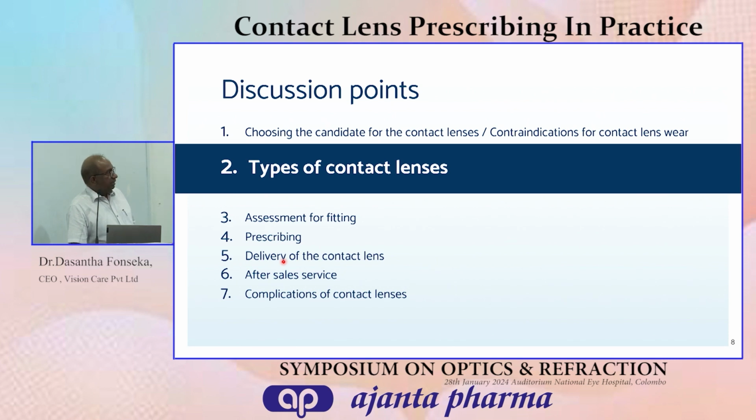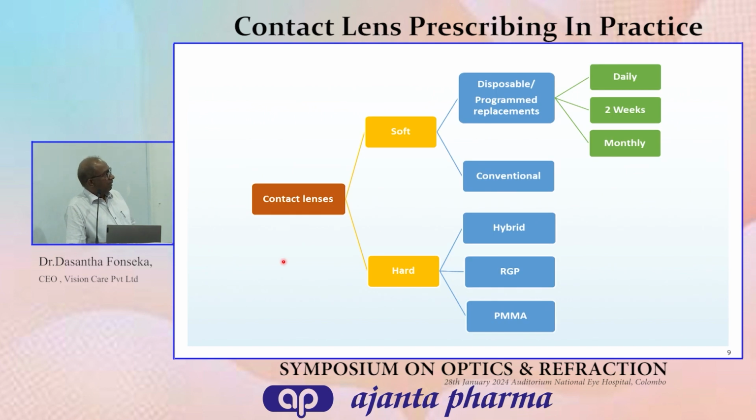And the second point is the type of contact lens available in the market. There are two types of contact lenses available. The soft ones, there are two types. The conventional soft is the cheaper one, which was there before, and the other one is what we call disposable, or the right name for the disposable is the planned replacement.